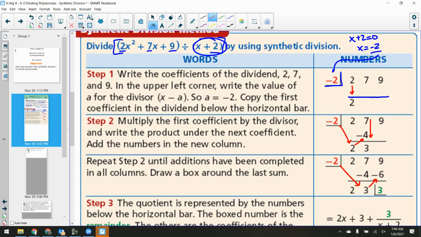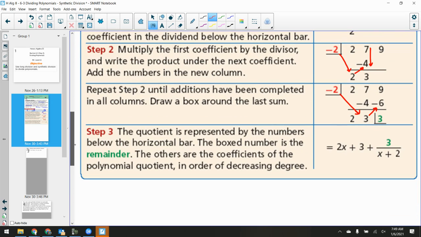And then you add vertically. 9 plus a negative 6 gets us a 3. And that's where we end. Now, I'm not sure if Mrs. Naples does this, but the book always puts this little box around the last value. I don't normally do that, but that is just telling you that that is the remainder.